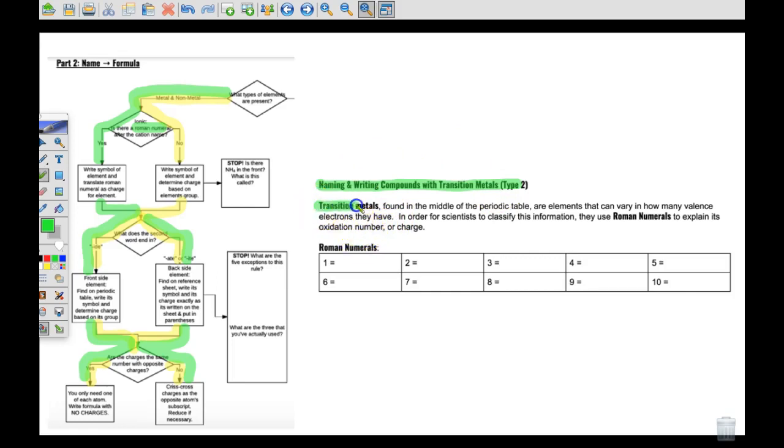So transition metals found in the middle of the periodic table are elements that can vary in how many valence electrons they have. So in order for scientists to classify this information, they use Roman numerals to explain its oxidation number or charge. So in other words, the Roman numeral is equal to the positive charge of the transition metal.